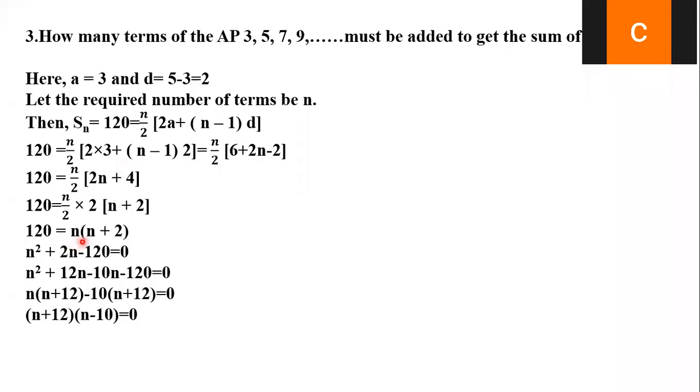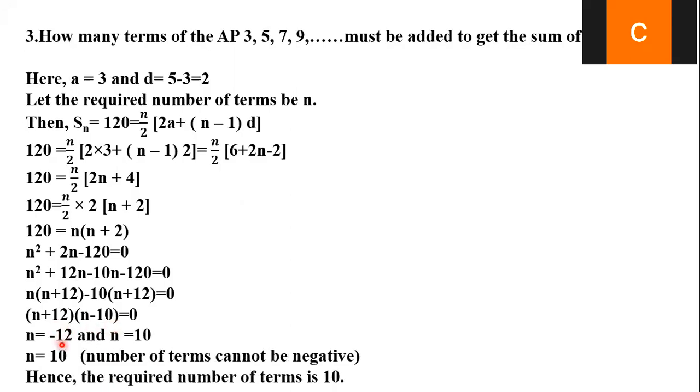I'm getting now a quadratic equation. n square plus 2n is equal to 120. If I take 120 towards the right side, I'm getting a quadratic polynomial. n square plus 2n minus 120 is equal to 0. So we'll factor this one. 12 tens are 120, 12 minus 10 is 2. So after factorization, I'm getting n plus 12 and n minus 10. Here I'm getting n value, one is minus 12 and another one is n value 10. So always we know that number of terms cannot be negative. So hence the required number is 10. Anyone have doubt in the sum, children?